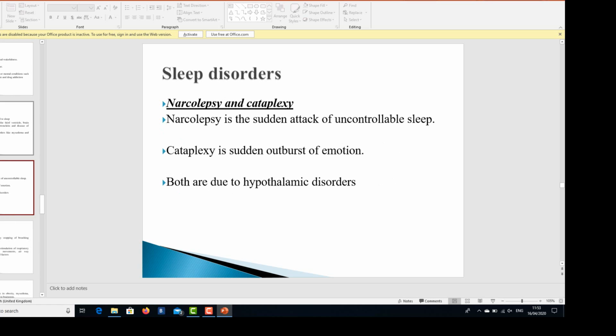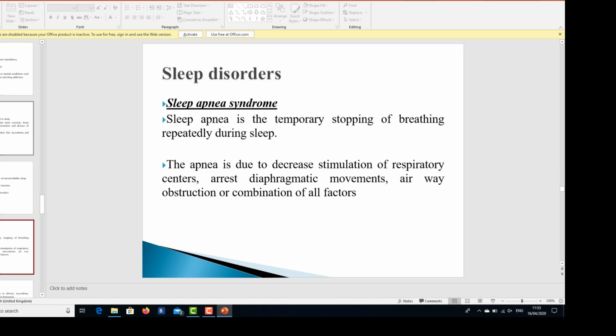Then we have narcolepsy and cataplexy. Narcolepsy is the sudden attack of uncontrollable sleep. Cataplexy is sudden outburst of emotion, and they both are due to hypothalamic disorders.